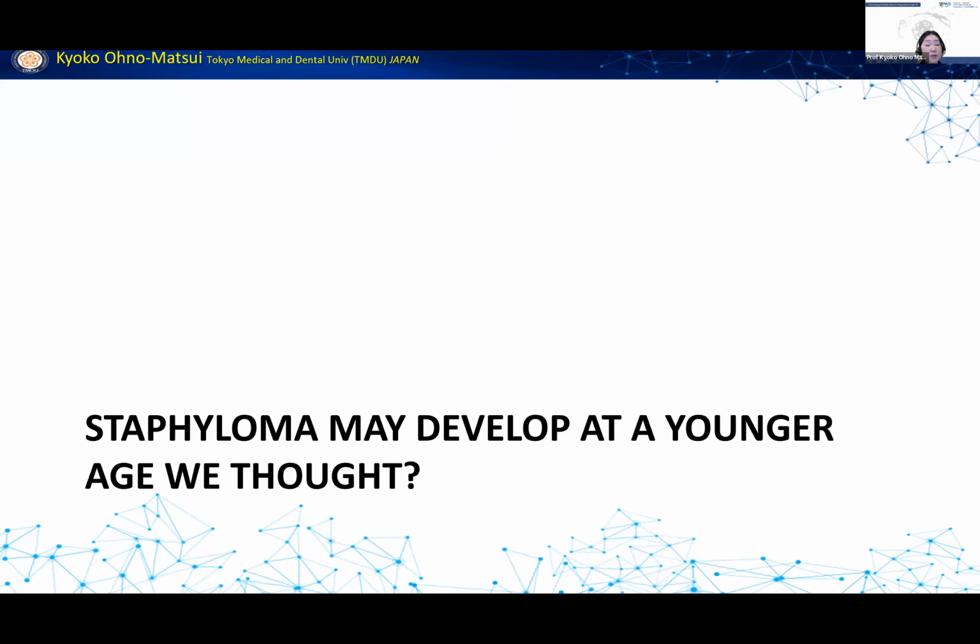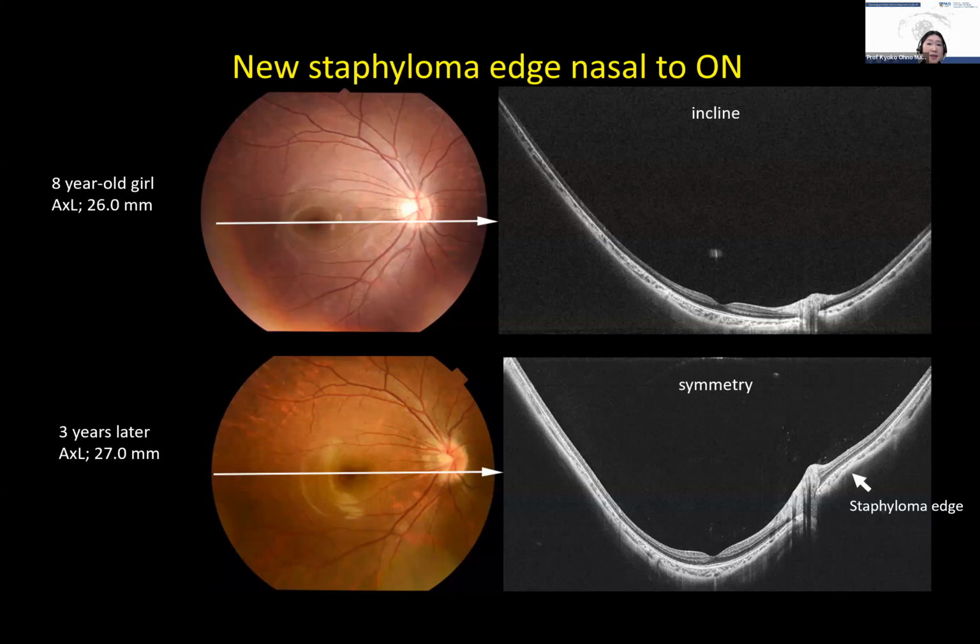Finally, although staphyloma is really important for pathologic myopia, it's not certain at around what age staphylomas develop. To solve this question, we recently analyzed longitudinal change of scleral curvature in highly myopic children and adults. This is an 8-year-old girl with axial length of 26 millimeters. At baseline, the inner scleral curvature is inclined toward the optic disc and no staphyloma edge is seen. And 3 years later, axial length has increased by 1 millimeter, and scleral inward protrusion, suggesting a staphyloma edge, is formed nasal to the optic disc.